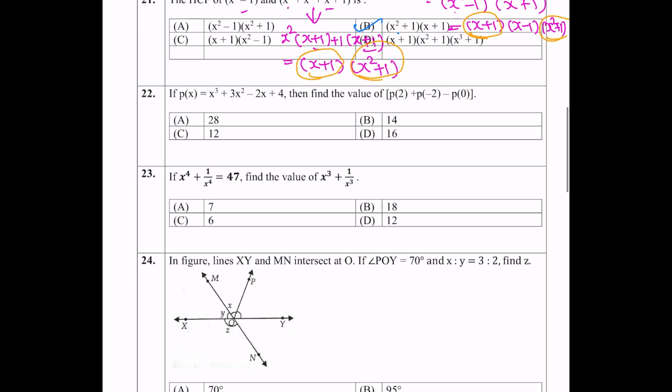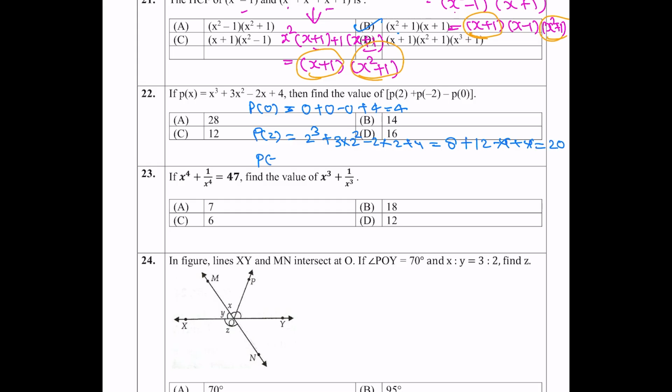Now in question number 22, we have to find the value of P2, P minus 2, P0, and Px is given. So here P0, if I calculate, in place of the x we have to substitute 0. So 0 plus 0 minus 0 plus 4, this value is equal to 4. In place of the x I have to substitute 2. So P2 we can write 2 raised to power 3, 3 into 2 raised to power 2, minus 2 into 2, plus 4. So this value we can write, 2 cube is 8, 2 square is 4, into 3 is 12, minus 4 plus 4. So 4 plus 8 plus 12 is 20.